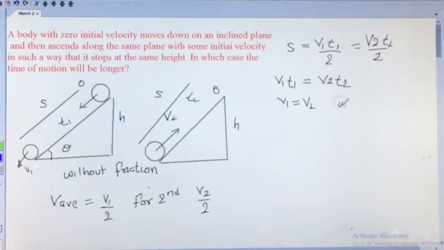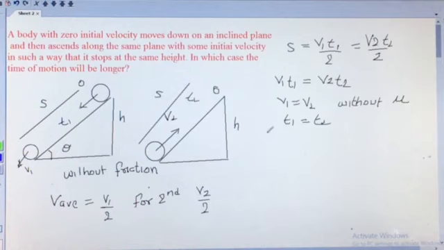विदाउट फ्रिक्शन, म्यू कोफिशियंट ऑफ फ्रिक्शन. इन केस ऑफ विदाउट फ्रिक्शन v1 इक्वल्स टू v2, सो टाइम t1 इज इक्वल्स टू t2.